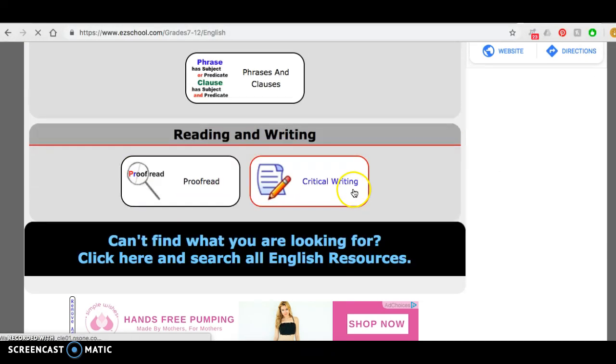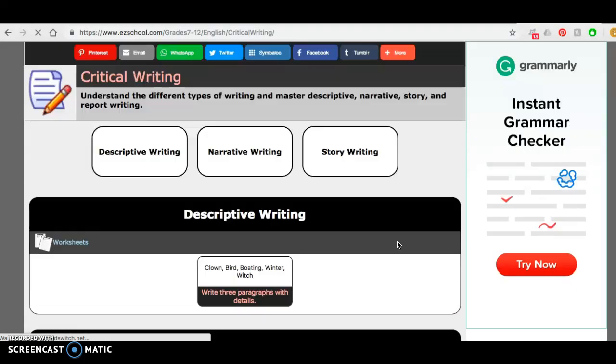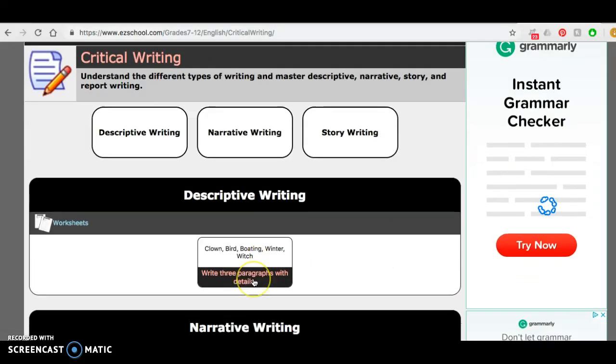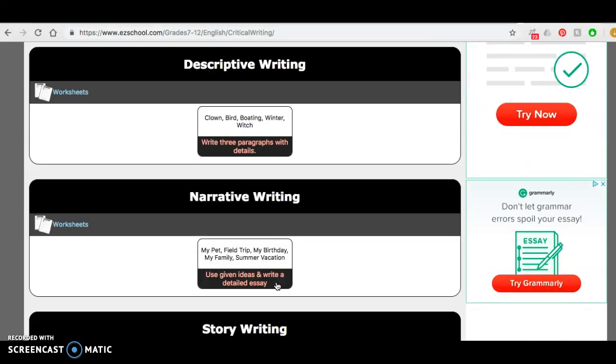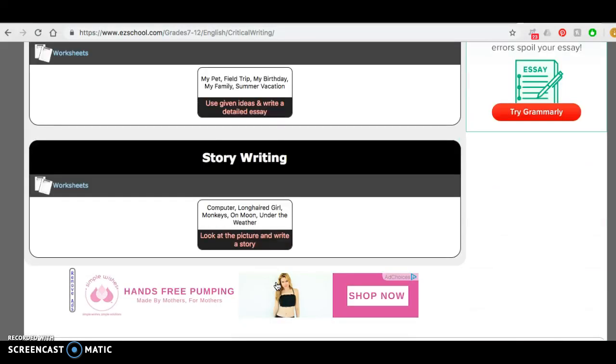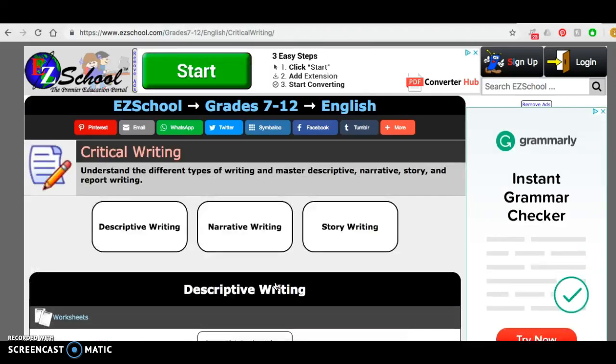Well, there's even proofreading. I like this one, the critical writing, because if students are especially interested in writing, then they can kind of give them prompts with writing. I know this would have been useful when I was learning English, and I loved to write back then, so this would have been nice for me to know.